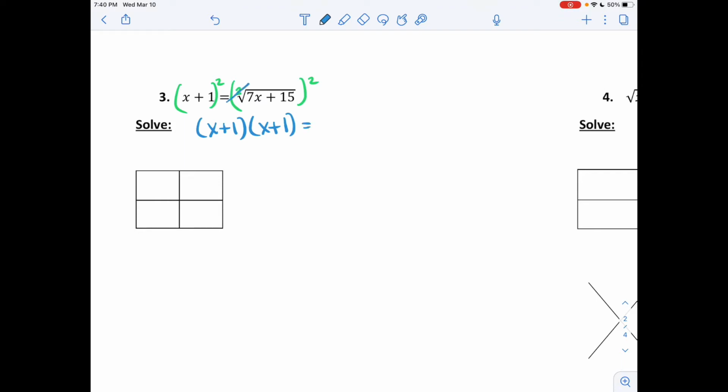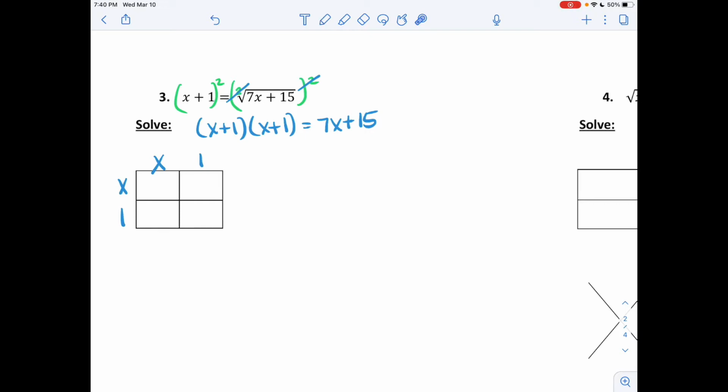And my square root and squared cancel, leaving me with 7x plus 15. Now I mentioned multiplication. Let's go ahead and multiply this out. This is like the factored form of a quadratic, and we want to write it in standard form instead, things we've done before. Let's go ahead and do box method. You could do distribution if you prefer.